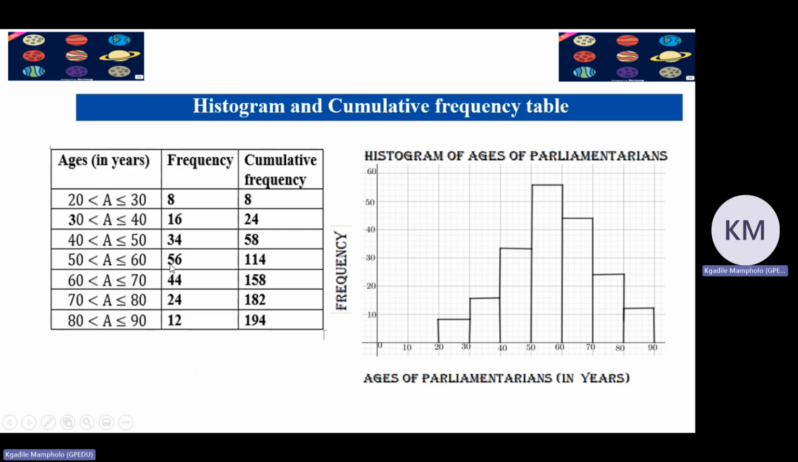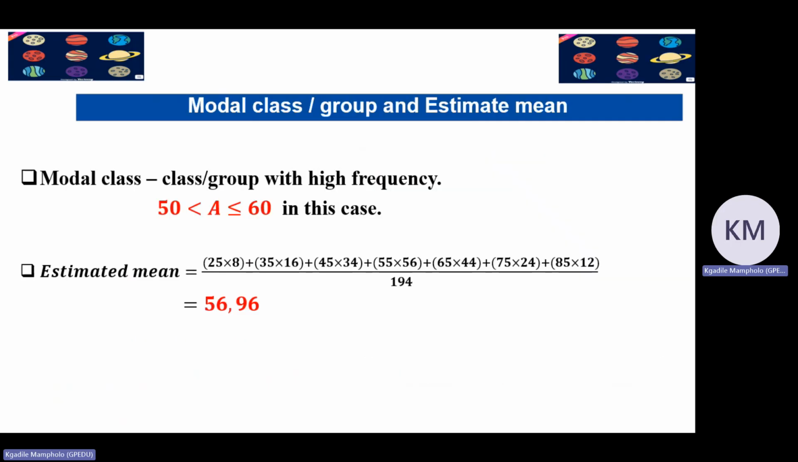We don't say the modal class is 56. No, we say it's 50 to 60 because the frequency is higher than the one in any other group. So it means 50 to 60 is the modal class.